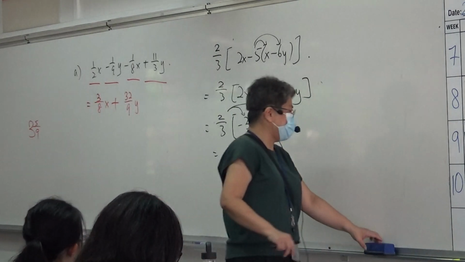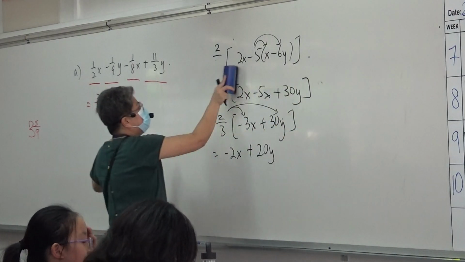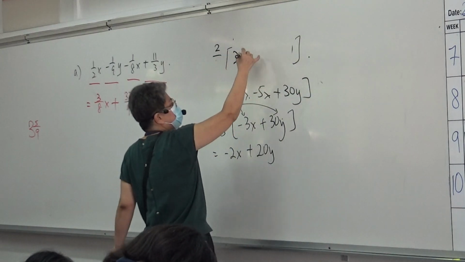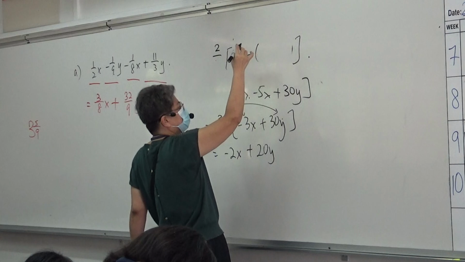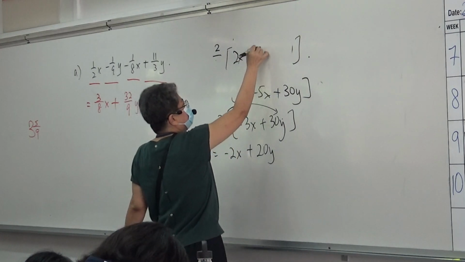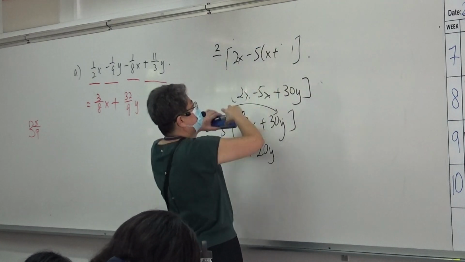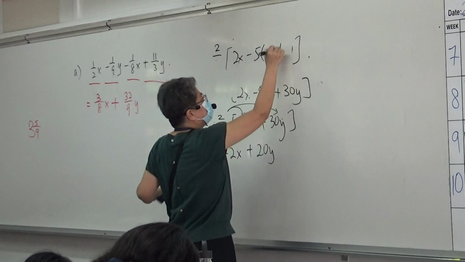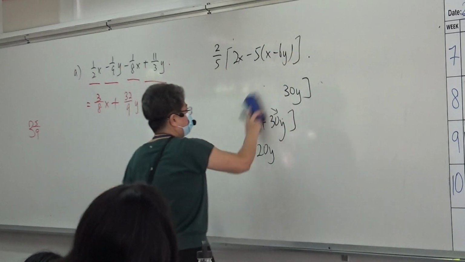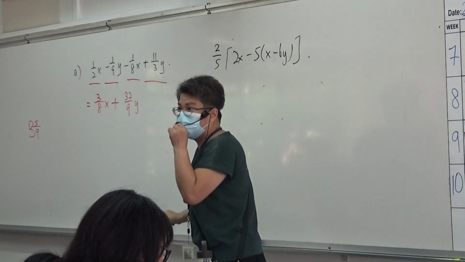Let me just give you something here. Let me change this question, okay? This one is 2x minus what? What did the question say? 5, then x plus x minus what? 6y. Okay. What if it's 2 over 5? You know what I'm saying? Okay, what if it's 2 over 5? How do we do it? Alright?